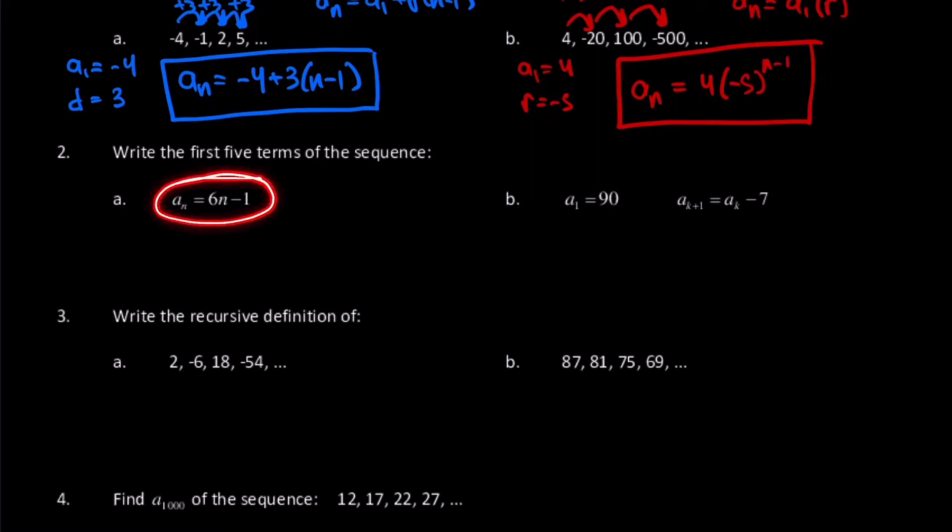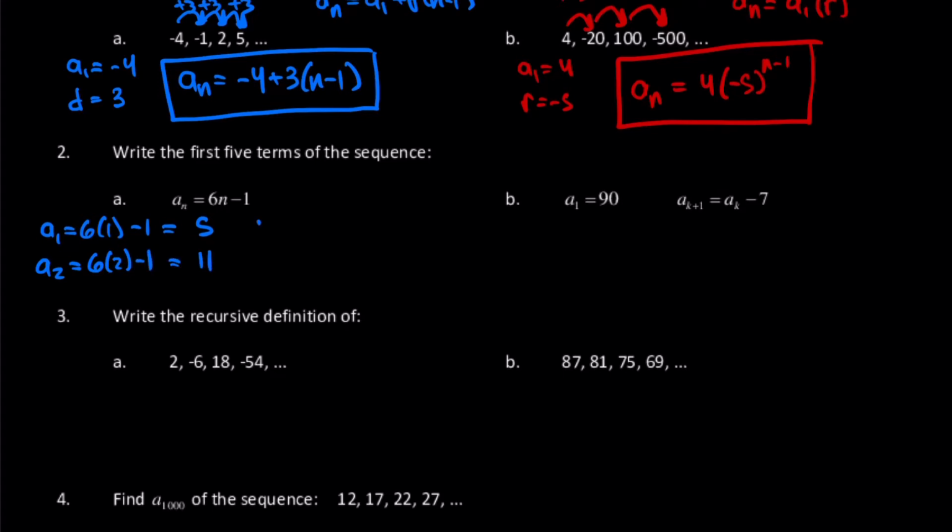So in 2a, they give us an a sub n rule. A sub n equals 6 times n minus 1. Now, basically what I'm going to do for a sub 1 is plug a 1 in for the n. I'm going to take the time to write out the first couple, and then if I can easily establish a pattern, maybe I'll just jot the last couple down. So a sub 1 is going to equal 6 times 1 minus 1. 6 minus 1, that's 5. A sub 2 equals 6 times 2 minus 1. 12 minus 1, that's 11. A sub 3 is 6 times 3 minus 1. That's 18 minus 1, that's 17. So I can see what's happening here. Each time I'm adding 6.